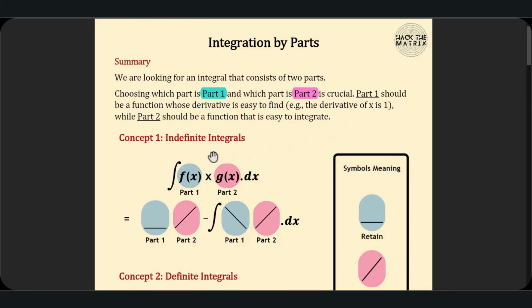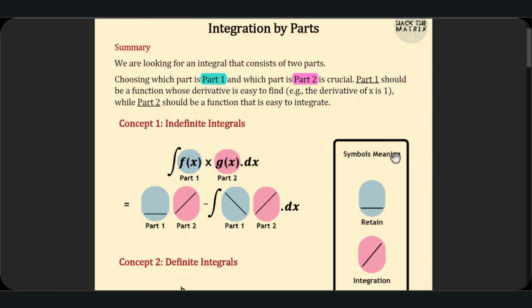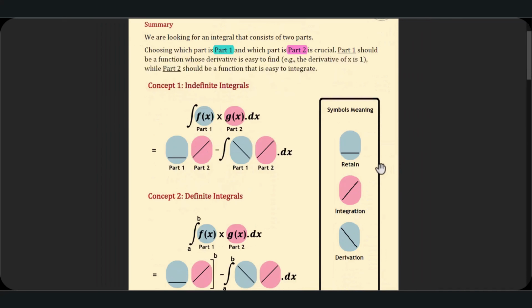So if we look at this here and we see the legend on the right side, we can see that the integration by parts consists of two parts, and we need to identify which part should be part 1 and which part should be part 2. I'm naming them here f of x and g of x. And the result of this integration should be this way.